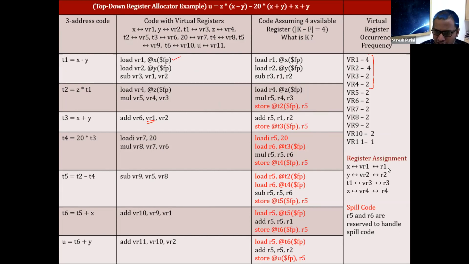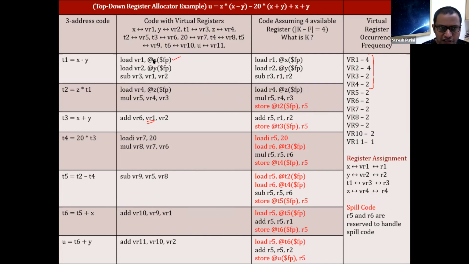You can see the register assignment here. X is assigned physical register R1, Y is assigned R2, T1 is assigned R3, and Z is assigned R4. The 2 registers R5 and R6 are used to handle spill code. We'll see what spill code is in a moment.